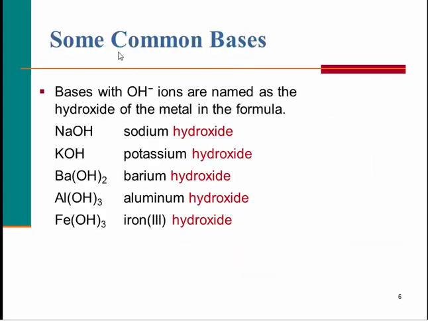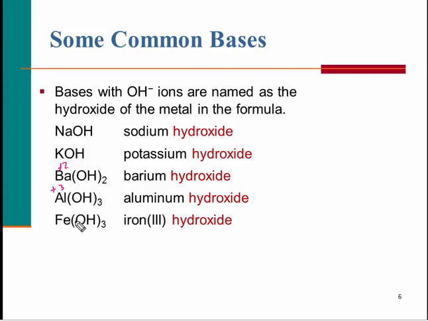All right, so naming common bases. Sodium hydroxide, potassium hydroxide, barium hydroxide. Now notice some of these, like barium, is in group 2, so it's a +2 ion. So barium is going to be +2, so we're going to need 2 hydroxides to neutralize it. Aluminum is in group 3, so it's going to need 3.